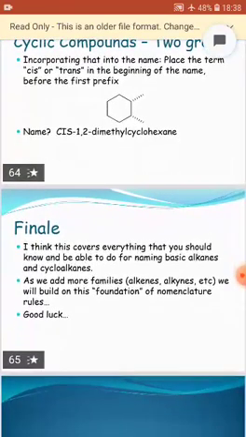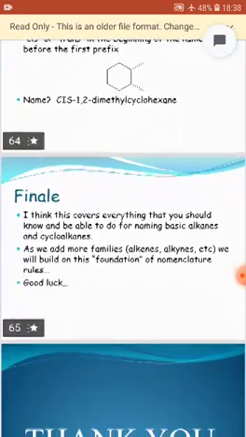Finally, I think this covers everything that you should now be able to do for naming basic alkanes and cycloalkanes. As we add more families, alkenes, alkynes, etc., we will build on this foundation of nomenclature rules.